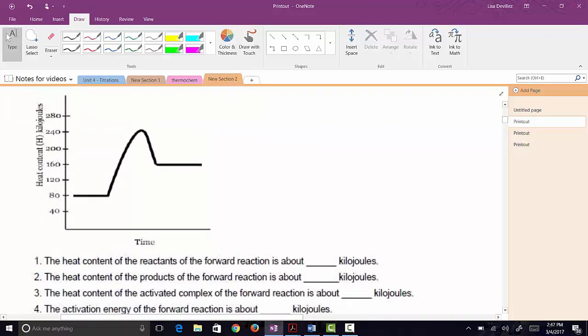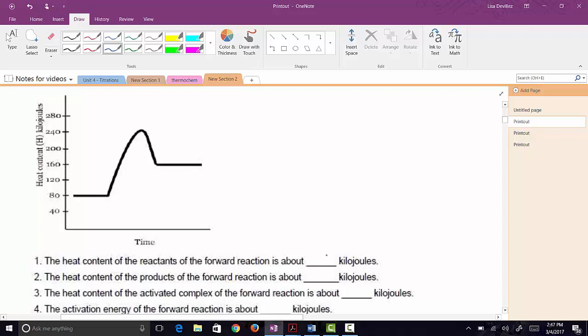Okay. We didn't go over this part in class, but in the event that you wanted to use this to make sure that you're good to go with these energy diagrams, let's just go ahead and I'll fill in the answers for this.